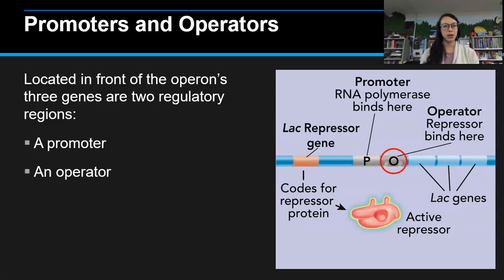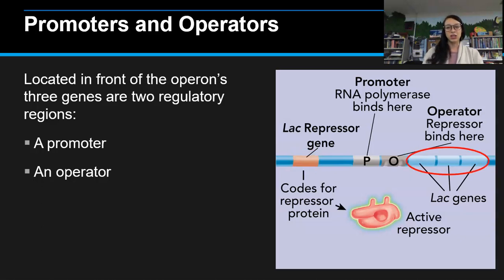And then we have the operator, which is where something would bind to repress the ability for RNA polymerase to actually carry this out, okay? And then there's the lac repressor gene, which codes for the repressor protein.